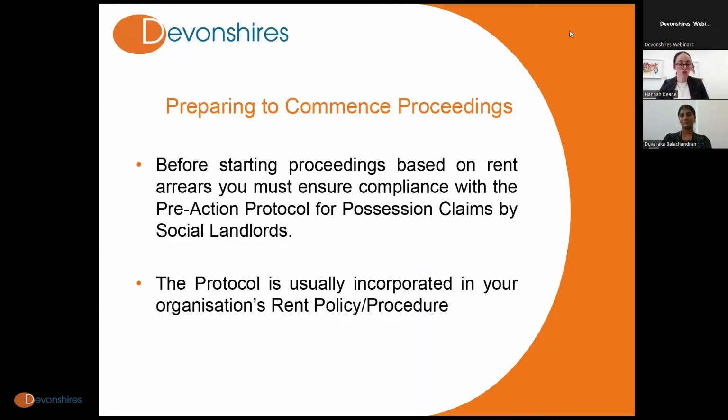Thank you, Duva. So just preparing to commence proceedings. As I'm sure you're all aware, I'm sure you deal with rent arrears quite frequently, before starting any proceedings based on rent, you must ensure compliance with the pre-action protocol for possession claims by social landlords. For the most part, this protocol is usually going to be incorporated in your organization's rent policies and procedures. So I'm sure you take these steps without even realizing that it's necessarily prescribed in a protocol. But it's best practice just to go through it and make sure that you're ticking all the boxes.